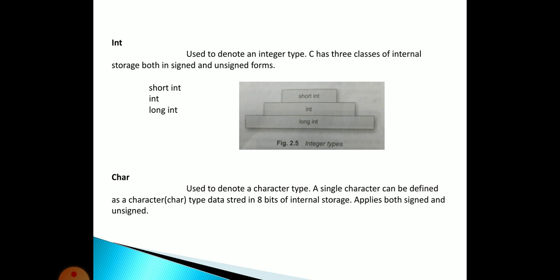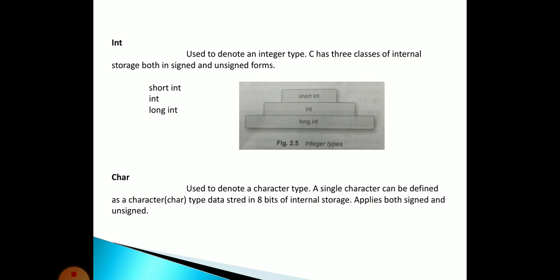Character, as the name indicates, char is used to denote a character type, that means letters. A single character can be defined as a char type data stored in 8 bits of internal storage, and this also applies both as signed and unsigned.